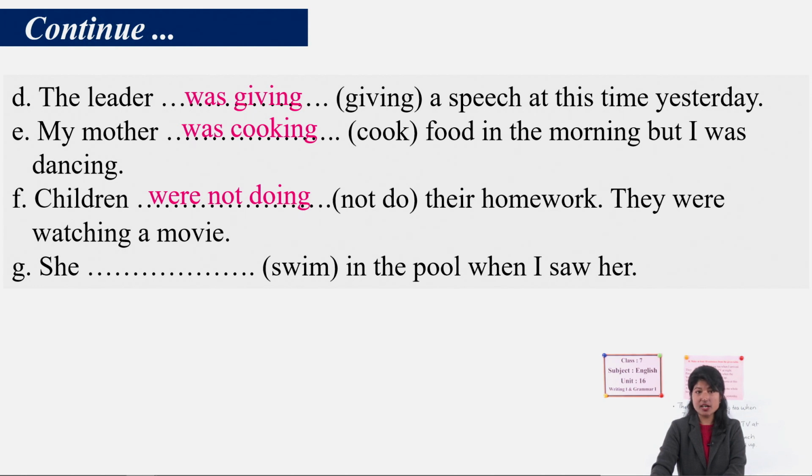Okay, so we use 'were' over here. Here in D it was 'was', in E 'was', but here 'were', as children is the plural form, right? Child, children. So it's 'were' over here. Number G. She was swimming in the pool when I saw her.